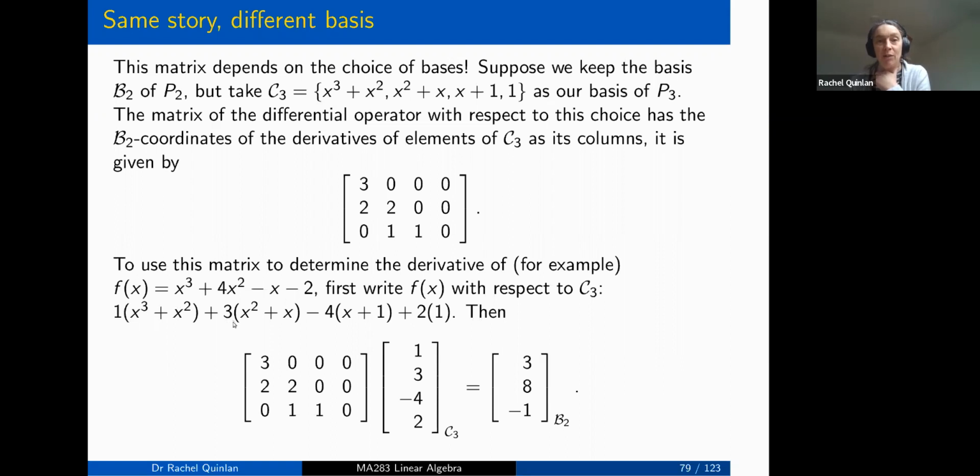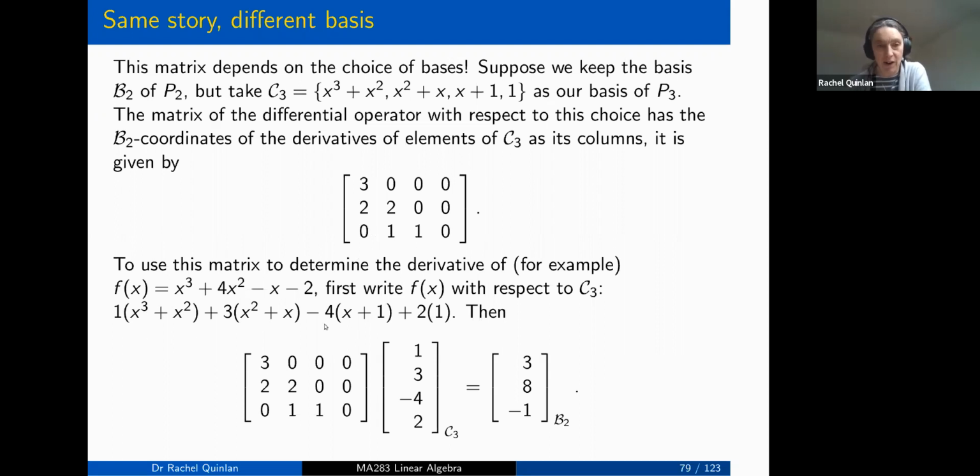The only way to do that is to have 3 as the coefficient of x squared plus x in our linear combination. 3x squared plus x. Okay, that gives us so far x cubed plus 3x squared plus 1x squared. So that's x cubed plus 4x squared. That's right. We've got 3x. We want minus x, so we should subtract off 4 times x plus 1. And finally, that gives us the correct coefficients for x, x squared, and x cubed for f of x.